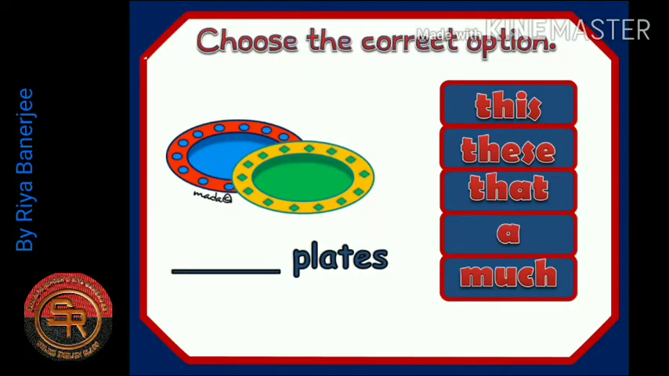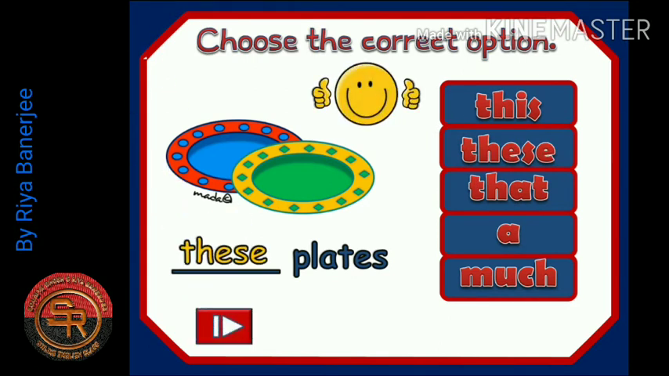Dash plates. Look at the examples: this, these, that, a, much. There are two plates, so the plural form would be these. These plates. Next example.